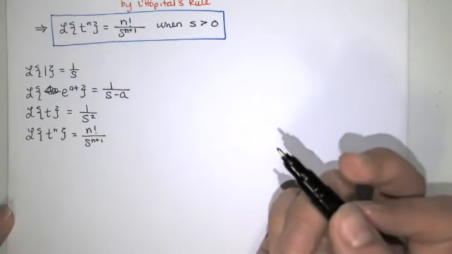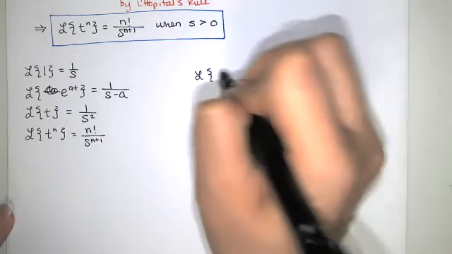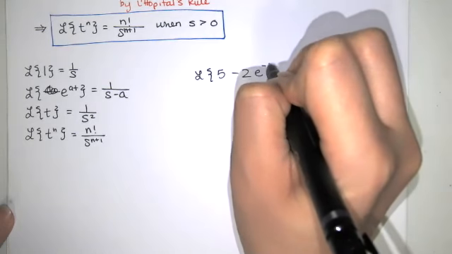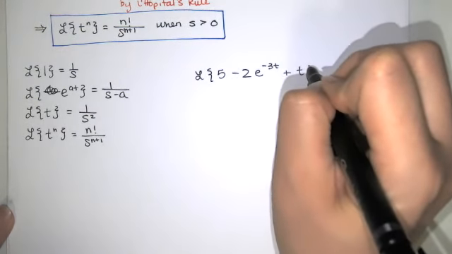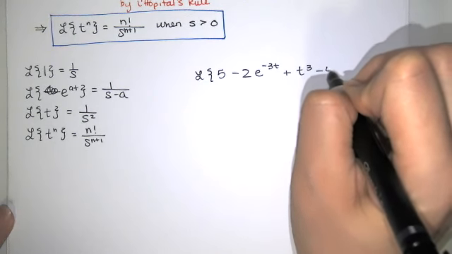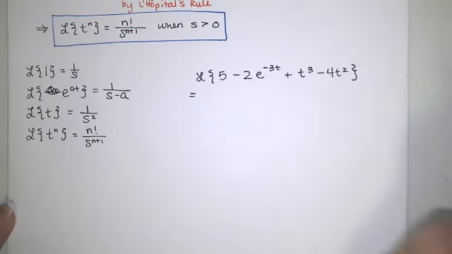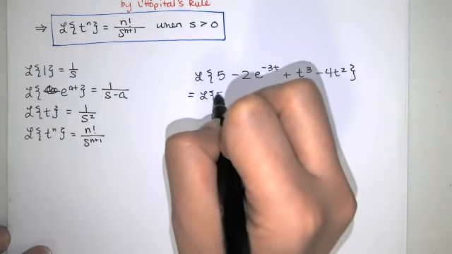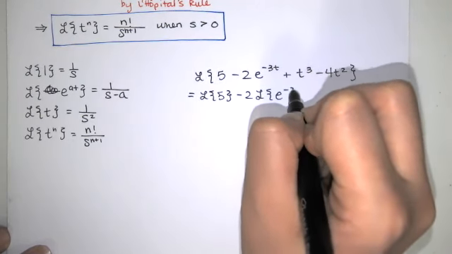So we can use these now to take Laplace transforms of, say, something that looks like this. Maybe you want to take the Laplace transform of 5 minus 2 times e to the negative 3t plus t cubed minus 4t squared. Well, because the Laplace transform is a linear operator, you can just take the Laplace transform of each piece. You can factor out those constants.